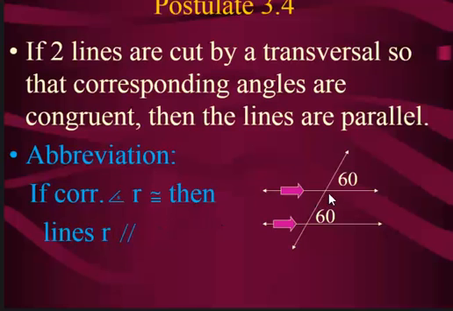So if we see a situation like so, where we have two corresponding angles, and they show us that those angles are congruent either by congruency marks or by having the same measure, then we can say that these two lines are parallel. We cannot assume that. We have to know that the corresponding angles are congruent, or other relationships that we have learned.